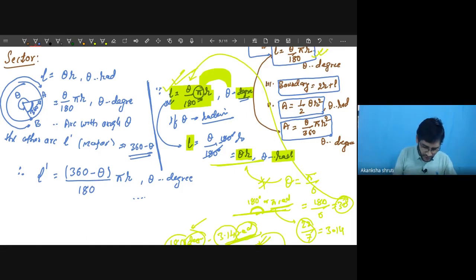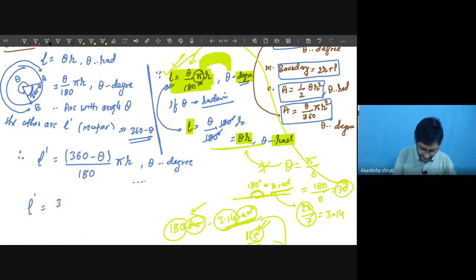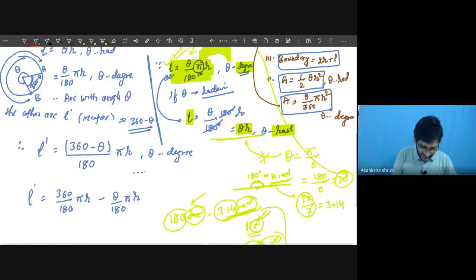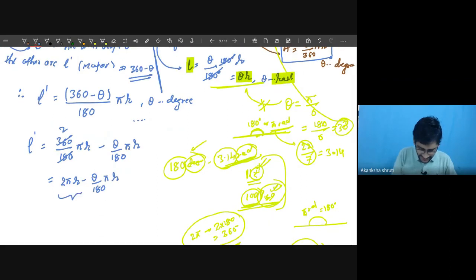Students, this may also be understood like this. This L dash is equal to, if you want to multiply, you can multiply or divide 360 by 180. It means just open this into 2 pi r minus theta by 180 pi r. Students, what are we getting? It becomes 2 pi r minus theta by 180 pi into r. What is this? This is our circumference length, and it is one of the arc lengths that we had calculated.